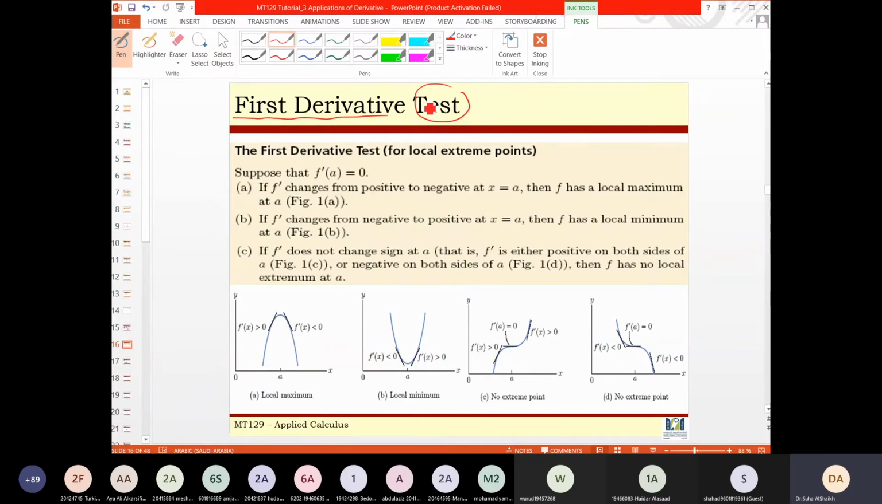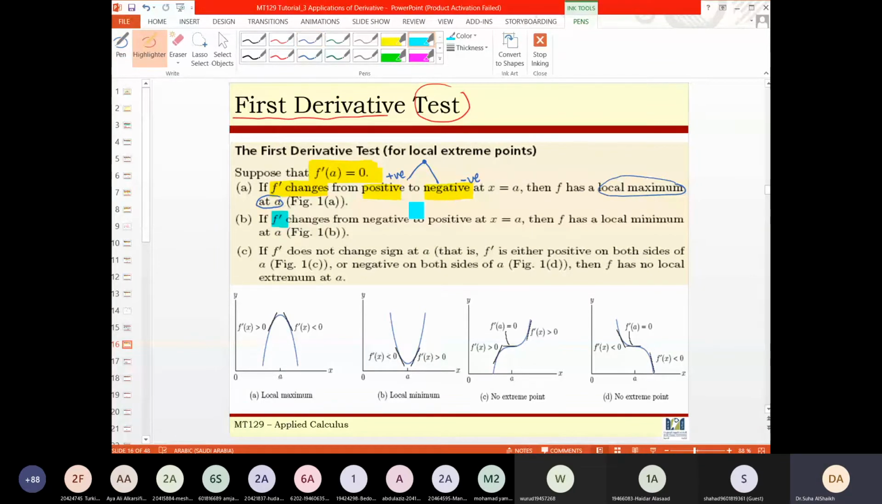So the first derivative test goes through steps. First of all, you have to find f dash of the function and let it equal 0. The second step, you have to study the sign of f dash. If f dash changes from positive, which is increasing, to negative, which is decreasing, this means I have a top. It means the function has a local maximum point at A.